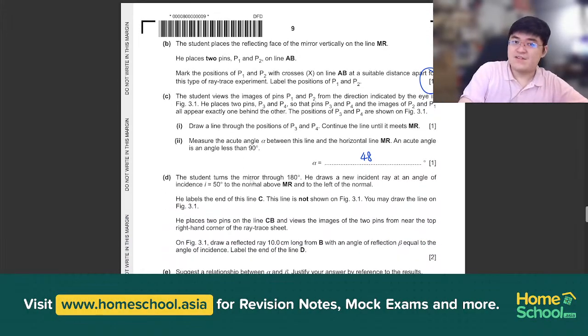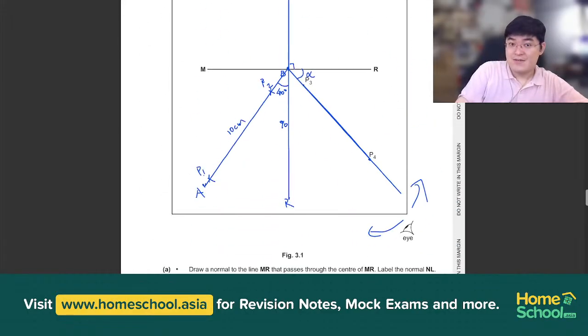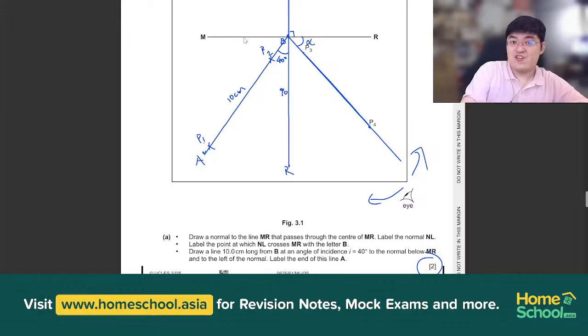The student turns the mirror through 180 degrees. What does that mean? So he takes the mirror, which was originally on top here, and moves it downwards here, which is now this diagram. This is the mirror, okay? MR, this is the mirror right now, okay? This area.